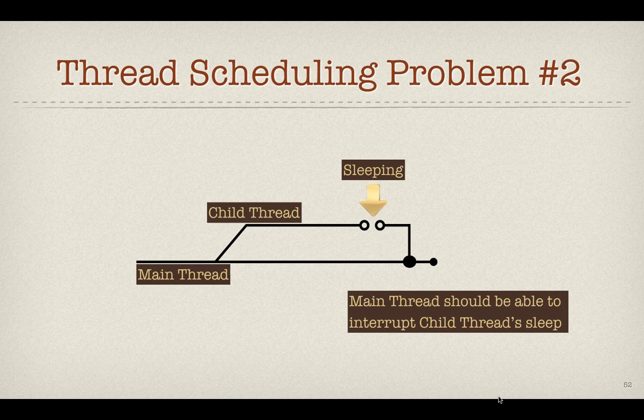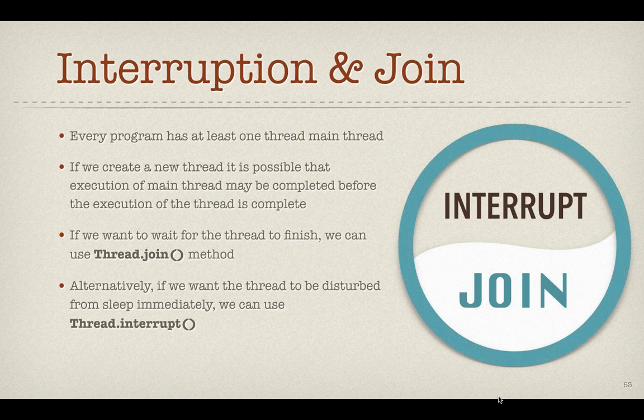And then there is another thing. There is a main thread which gets executed, and a child thread at some point goes to sleep, and our main thread should be able to interrupt the sleeping child thread, by whatever mechanism it may use. This is a way of communicating with or waiting for other threads, and knowing their status. For that, we use the methods join and interrupt.